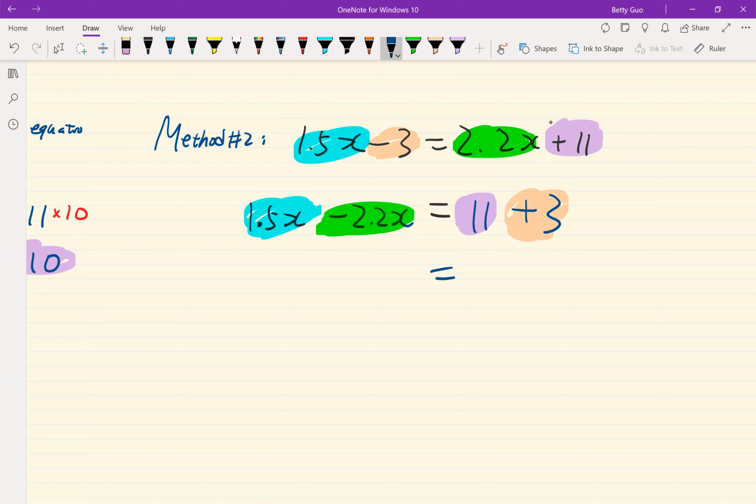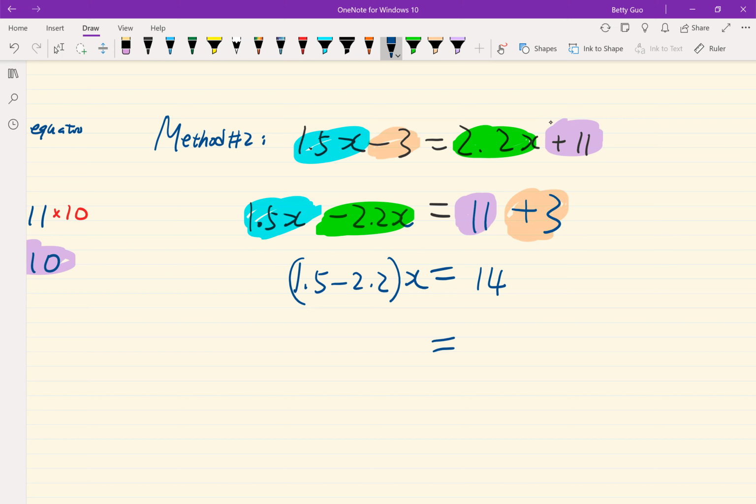Now you can combine like terms. On the left, 1.5x minus 2.2x. What's the coefficient of the blue? What's the coefficient of the green? Negative 2.2, right? Combining like terms is to combine their coefficients and bring down the variable x. On the right, what is 11 plus 3? 14, right?